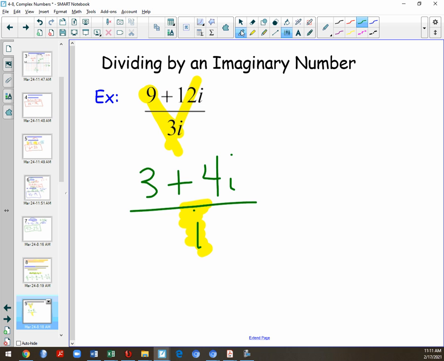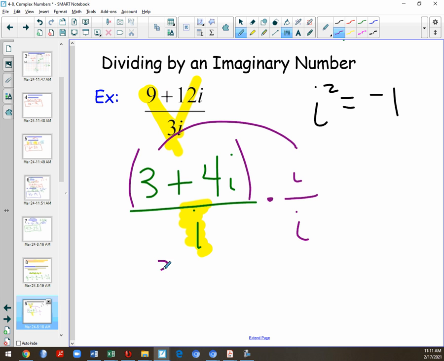I can't have that. So what my brain needs to remember is that i squared is equal to -1. So I need to turn the i into an i squared by multiplying by what I need to obtain an i squared. So I already have one i there, so I'm going to multiply by another one. Whatever you do to the bottom, you must do to the top. So I'm going to put parentheses around this, and I'm going to distribute. So that's 3i plus 4i squared over i squared.